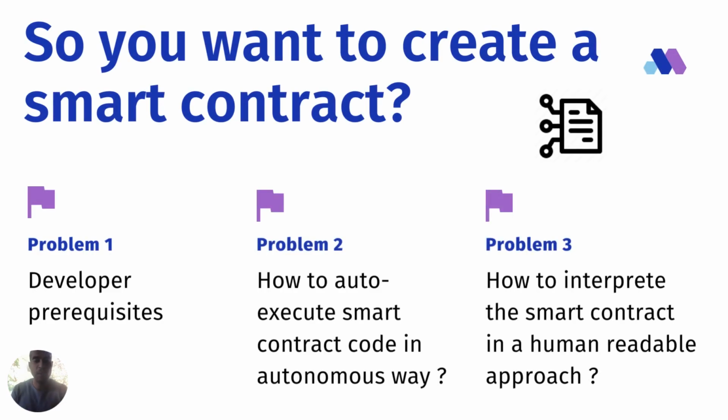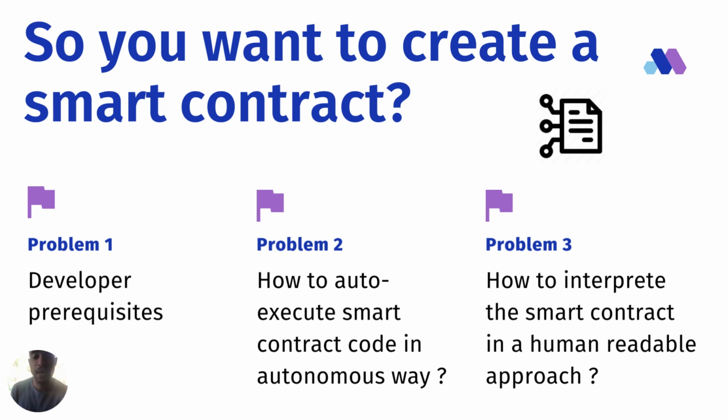So you want to create a smart contract, but there's a lot of problems with that. First of all, there's the developer prerequisites, particularly on EOS. And we know that a large percentage of the community aren't necessarily developers. Also, we have tremendous fluidity in our network with changes to the code base occurring all the time.